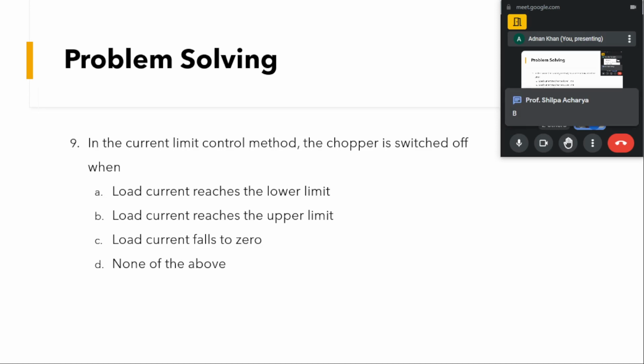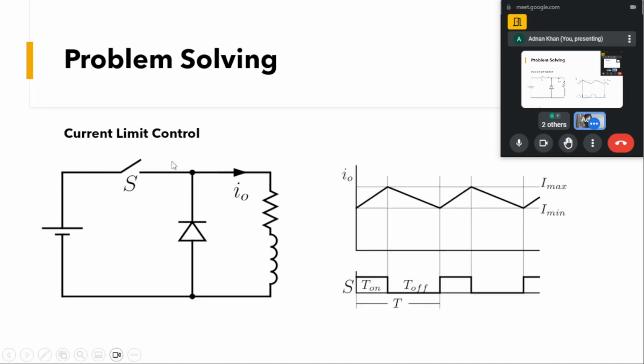One of the students has answered, and there is a second option, and I think most of the students are answering B. Let us see what is the correct option. So we have seen that for the current limit control we define a band, with the peak current and the lowest value of the current.